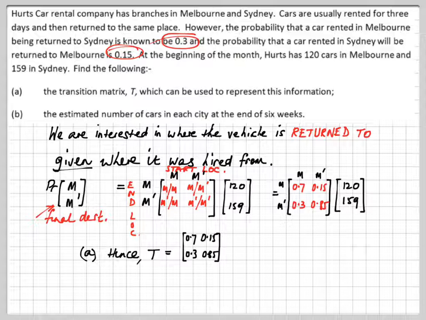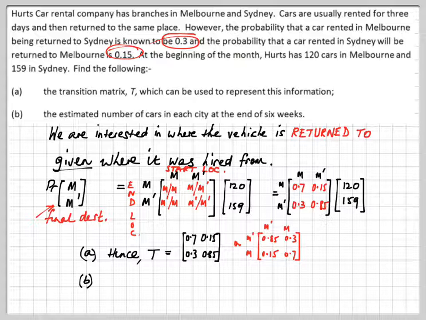Now, look, guys, if you happen to be a Sydney-sider and you like to have Sydney in the matrix, you could have done it slightly differently, and you might have ended up like that. Sydney, or not Melbourne and Melbourne, in that order, and you might have ended up with that transition matrix. Look, it matters not, as long as you're consistent with what you're doing, it's fine. Okay, good.